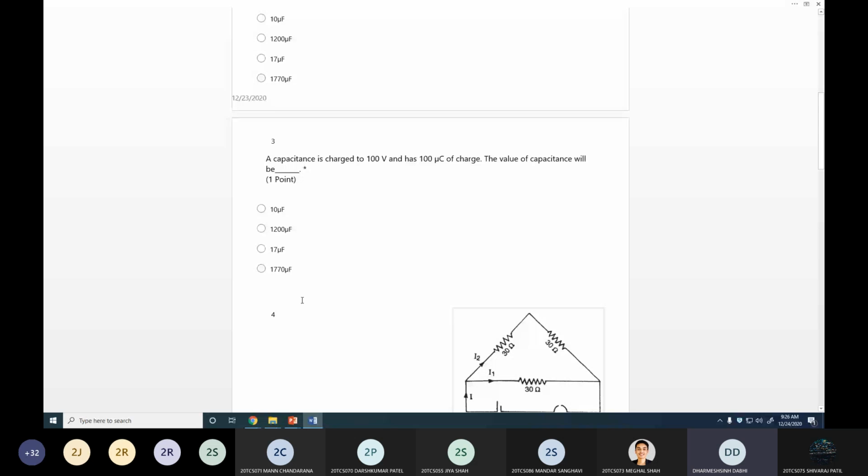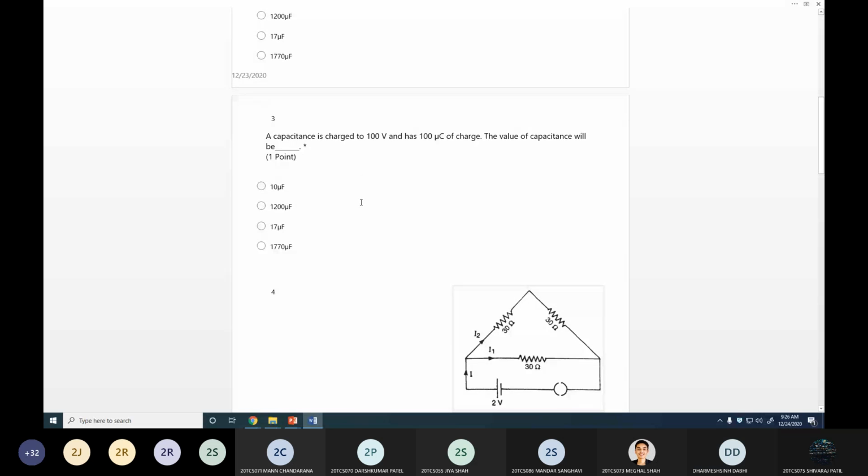Right, sir, this is a mistake. The actual answer is 1 microfarad, not 10 microfarad. I will give the marks to all the students for this MCQ because by printing mistake the actual answer is not written in your options. The actual answer is 1 microfarad. Okay, so don't worry about this. Please write down this answer, 1 microfarad.